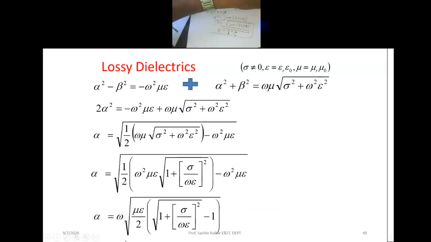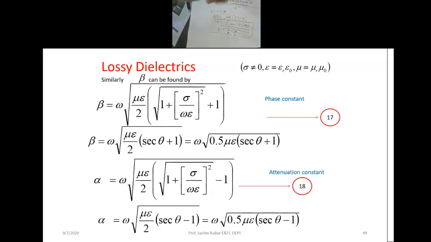But after solving this, we get alpha equal to the square root of 1 by 2 omega square mu epsilon, in brackets 1 plus sigma by omega epsilon whole squared, bracket closed, minus omega square mu epsilon. Similarly, we get beta, which is the same with only the plus sign, plus and minus. Or we can write it in terms of cosec or sec theta. This is the particular term for alpha and beta.